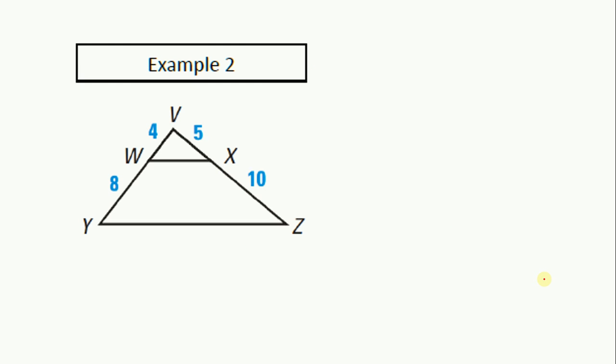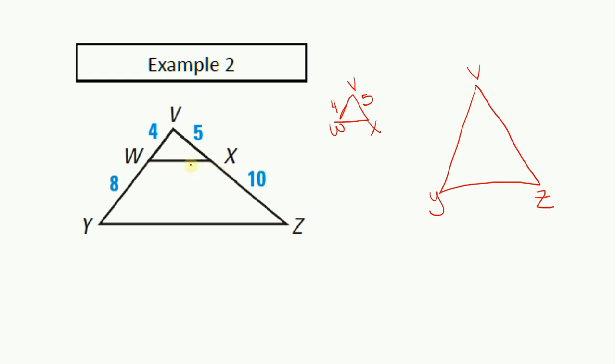Let's try the second example. Now this one looks kind of confusing because it's two triangles in one. So I'm actually going to draw them out on their own. I've got the little triangle here, VWX. It has lengths of 4 and 5 right there. And then let's draw the big triangle like that. So I've got V, Y, and Z. Notice this full side of V to Y right here is not just 8, it's 4 plus 8, which would be 12. And then 5 plus 10 would be 15.